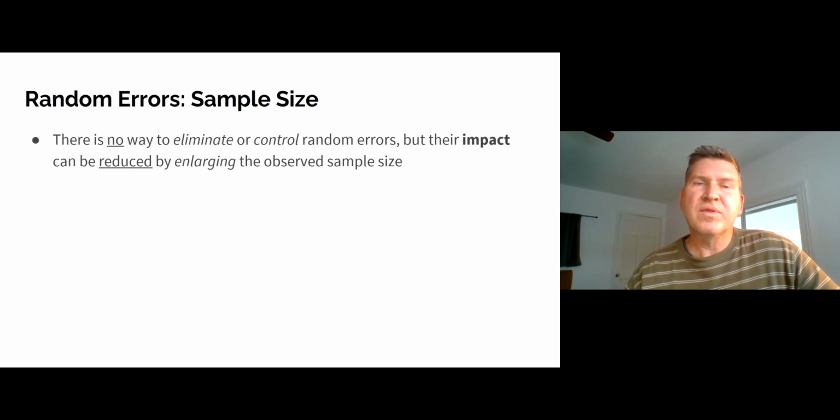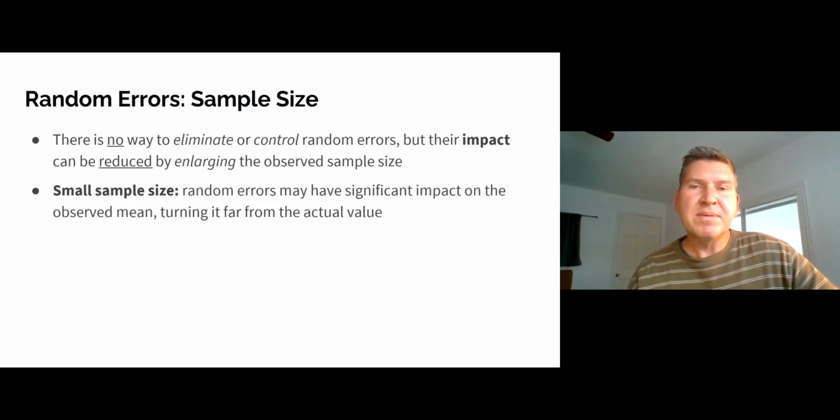With 2 flips or 5 flips of the coin, we're not going to be able to make that determination without a lot of error. So with a small sample size, you can see that the random errors, say we flip it twice and get 2 heads, is going to have a significant impact on the observed mean. In this case, the mean of heads is going to be 100%. This might cause us to conclude that the coin is not fair when it actually is.